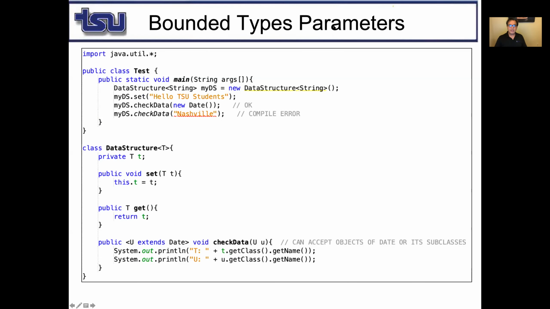And bounded type parameters, that's what we talked about. For example, here I have my data structure, and then I have a method checkData, okay? And for every method, I have to define the generic type at the beginning, right? When I define it at the beginning, I say my generic type will be U, but U can be either the Date class, or one of its subclasses, okay? So basically this does not do much. It gets the class name for T, it gets the class name for U.